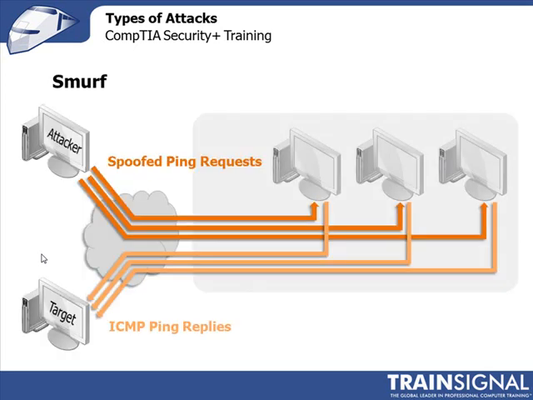As you can see in this diagram, the attacker sends one ping request to each host, all on a network, and these hosts all reply to the target because they think the ping request came from the target. So each host sends a reply to the target, overloading it with ping replies that it didn't actually request. And that's when that denial of service happens because the target can't handle all those ping replies.